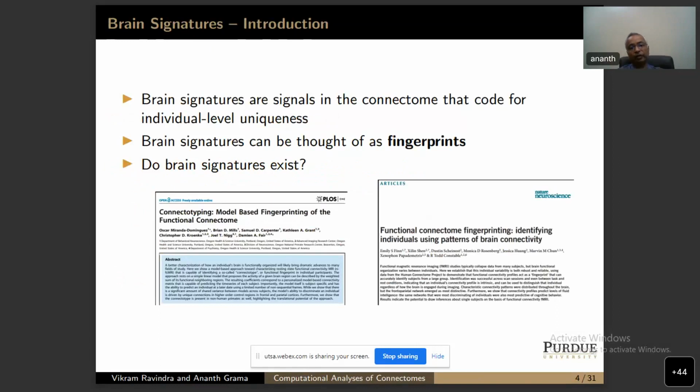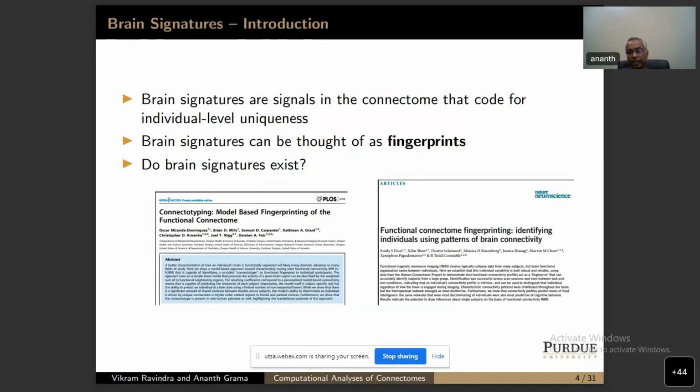So let's get to our first question. And the first question is, do brain signatures exist? In other words, are there parts of your and my brain that are unique to us? We call these signatures. So brain signatures are signals in the connectome that code for individual level uniqueness. And you can think of brain signatures as fingerprints. And there's been a lot of work showing that brain signatures do in fact exist, not in an explicit sense, but in a sense that if you give me this processed image for you, and you give me 100 images 6 months later, 99 of those are not yours, one of those is yours, with more than a 95% accuracy, I can identify which brain is yours.